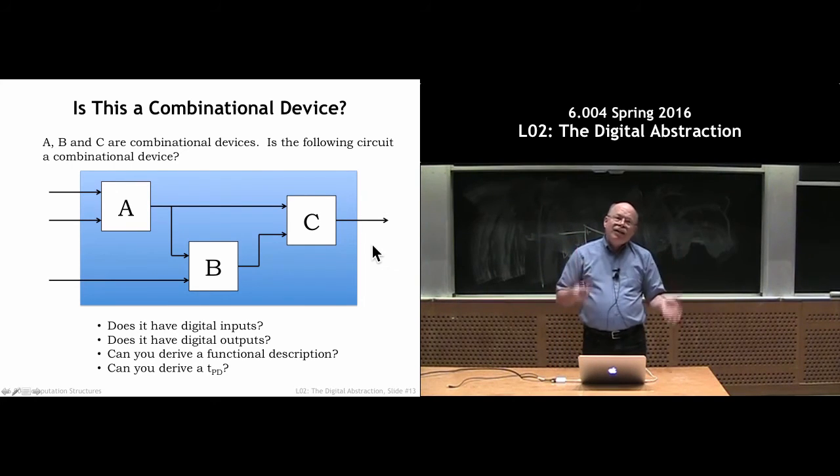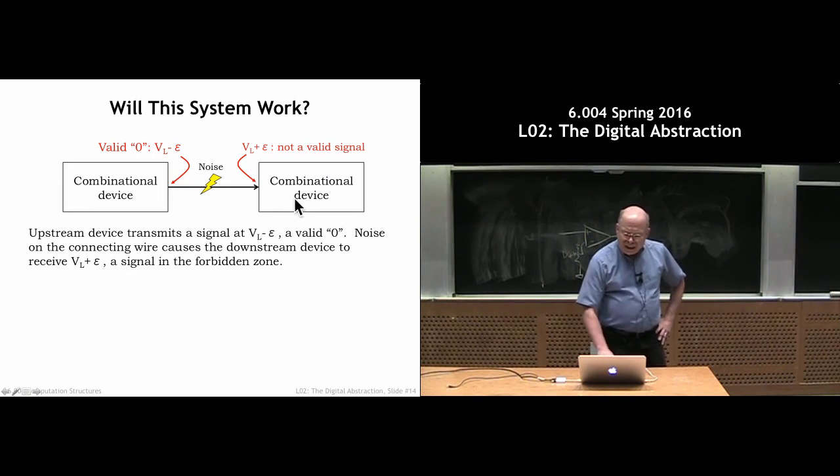So this is the secret to success. Notice that I'm not giving you little weasel words about errors accumulating or anything. Everything is nice and clean, and I can build arbitrarily large combinational systems and expect them to work. That's the key. I can expect them to work. Will this system work?